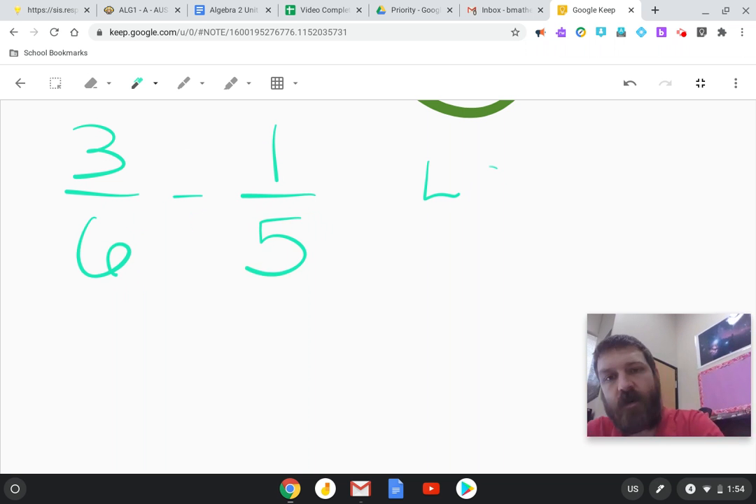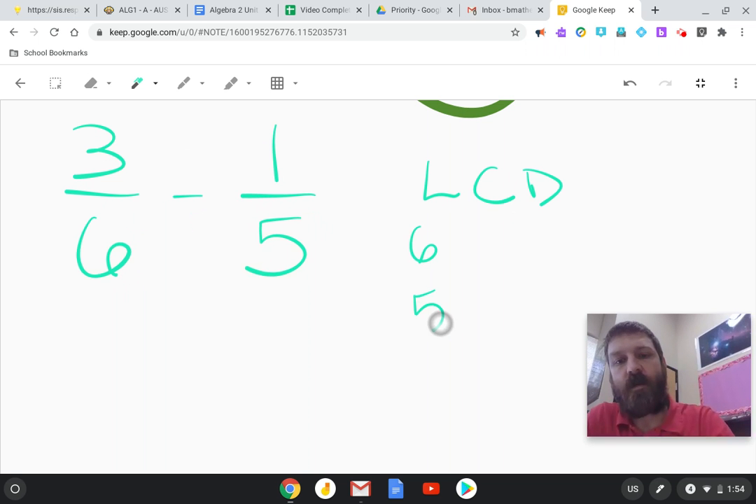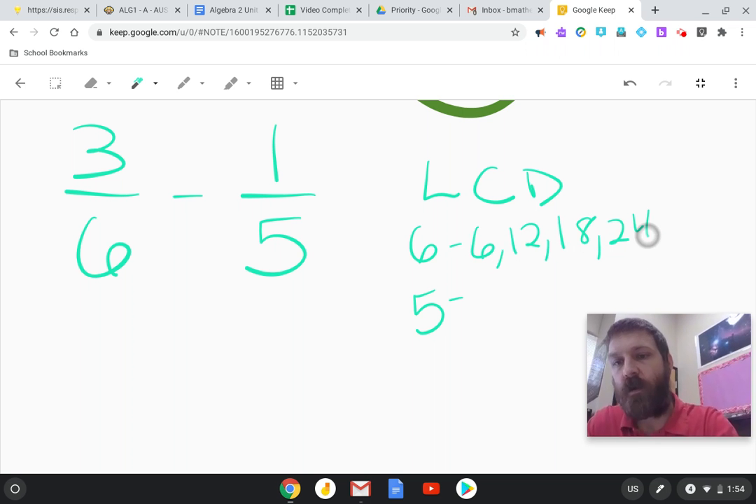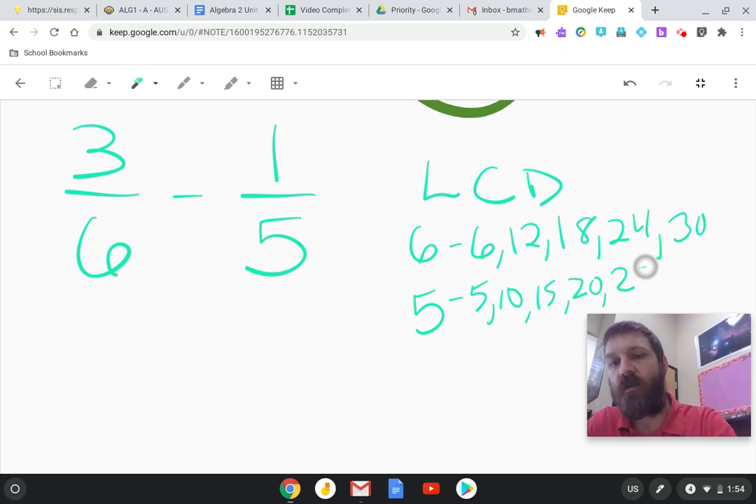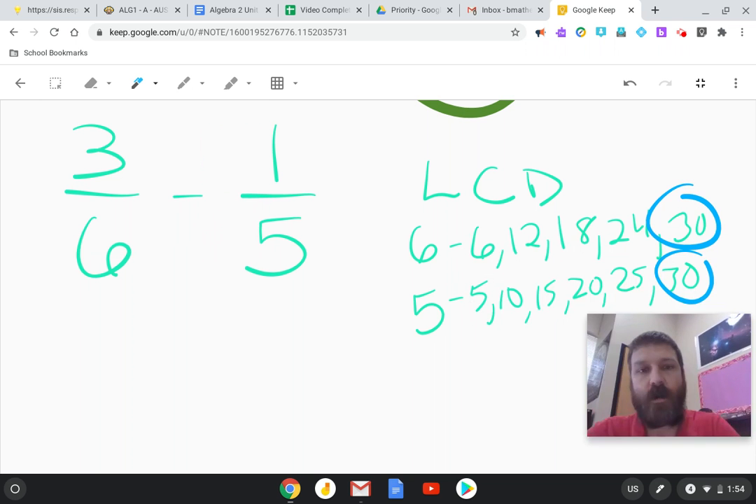So first things first, we're going to find the least common denominator. We're going to do 6 and 5. And 6 is, and we already found this one from our previous lesson, 6, 12, 18, 24, 30. 5 is 5, 10, 15, 20, 25, 30, and there we go. So 30 is my least common denominator. So I'm going to go down here and make 30 for both.